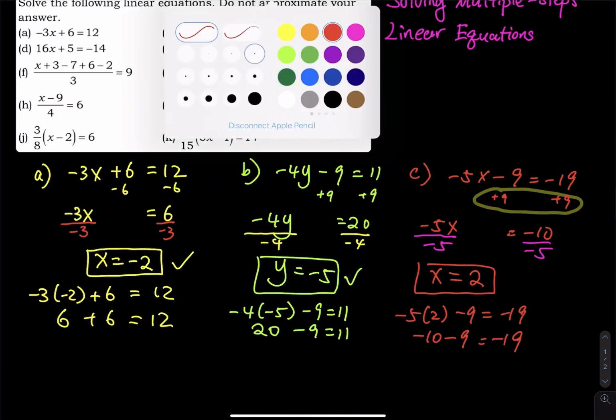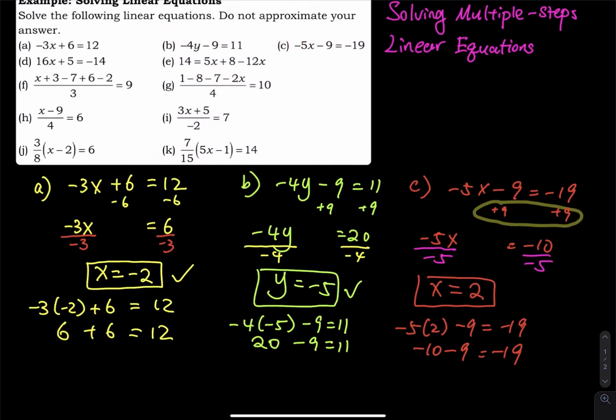So let me try this problem one more time. Negative 5x minus 9 equals negative 19. So I am going to move this negative 9 over to the other side. So that was a minus. Move that across the equal sign. That becomes a plus. In fact, if you are familiar with this step, you don't even need to draw this circle. Let me show you how clean everything looks.